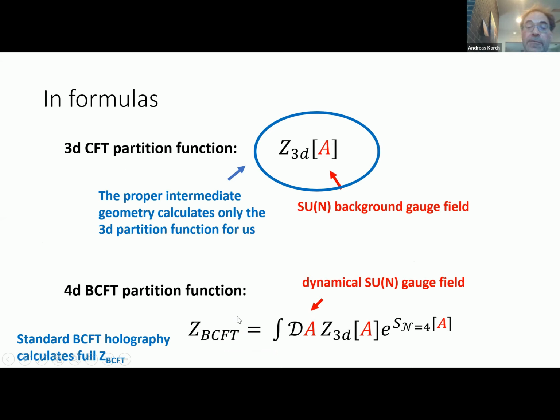And then I define the full BCFT partition function by taking this output of the holographic calculation and by hand coupling it to the N=4 supergravity gauge field. So in the old holographic dual, we immediately constructed the full holographic dual for the full 4D BCFT partition function. This time we only take this little piece of the BCFT partition function, the 3D piece, and we only dualize the 3D.